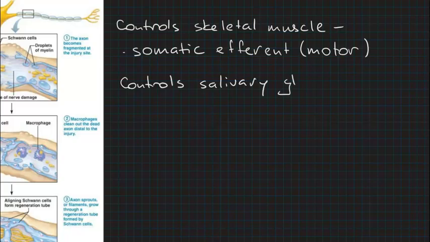Controls salivary glands. Are salivary glands controlled voluntarily? No. You cannot salivate as you wish, which means, is it somatic or visceral? Visceral. Everything that is not skeletal muscle means visceral.